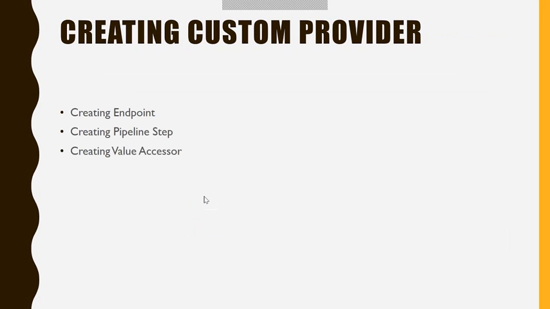Next, coming to creating the custom provider. Basically, creating a custom provider involves creating three major components, that is endpoint, pipeline step, and the value accessor. So what is this endpoint, pipeline step and the value accessor? Endpoint is something which defines your end file attributes. An endpoint can be a source endpoint or a target endpoint.